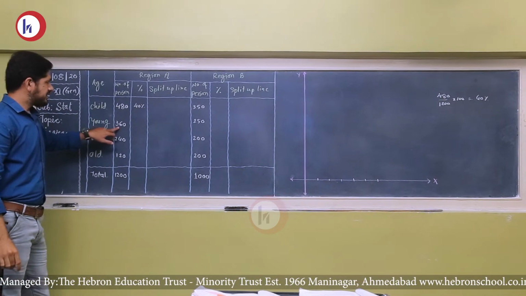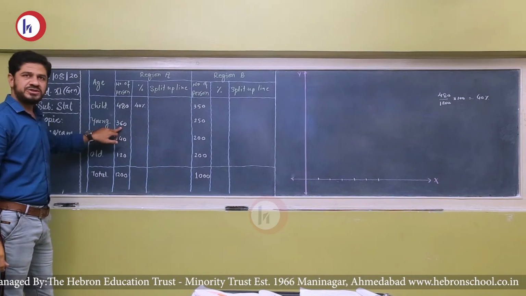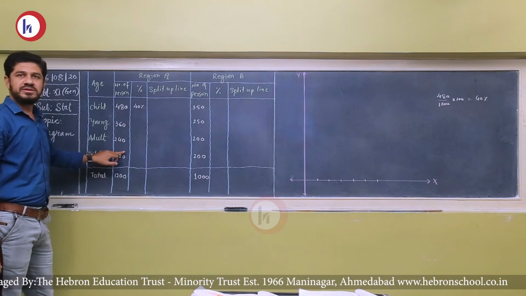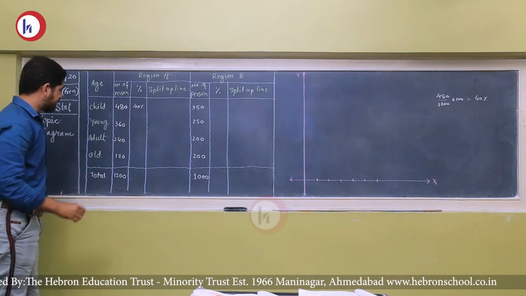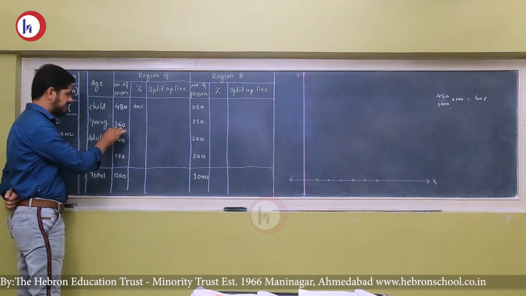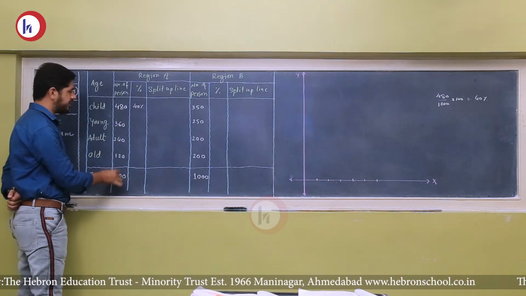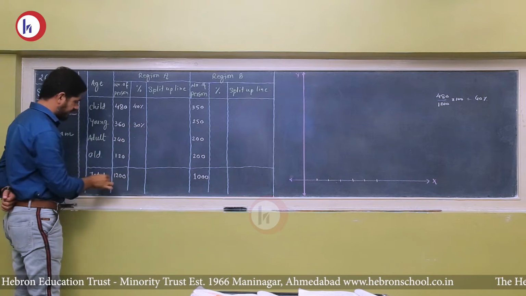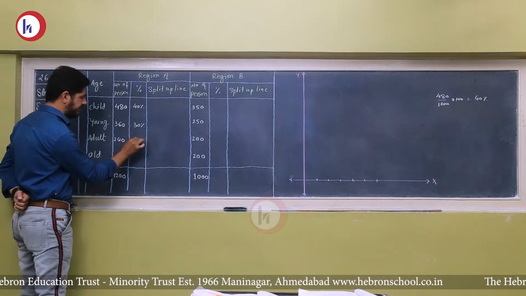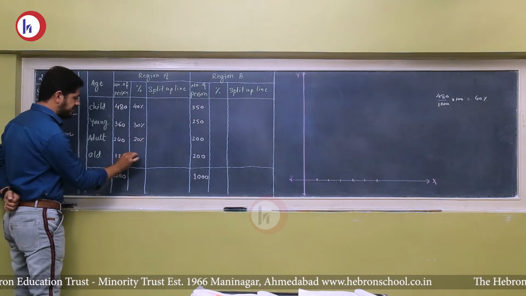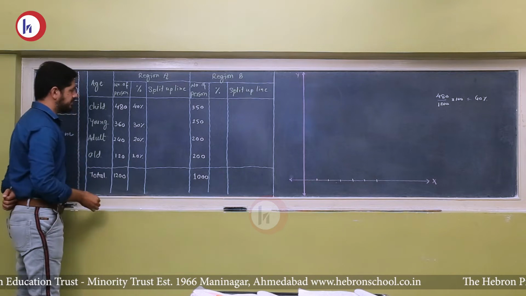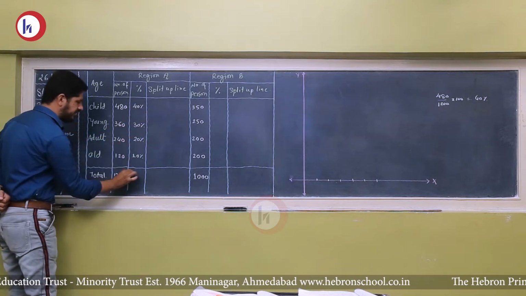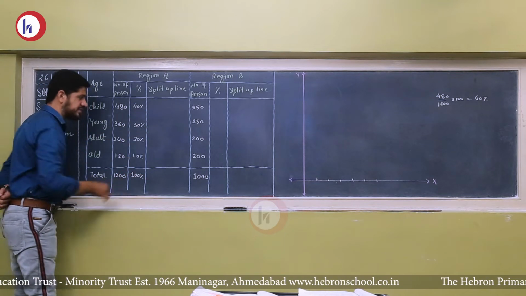Now, in the same way we can find the percentage of all the ages. 360 divided by 1200 into 100 will get 30%. 12 twos are 24, that means 20%. And 12 ones are 12, that is 10%. Now, the total is 100%.